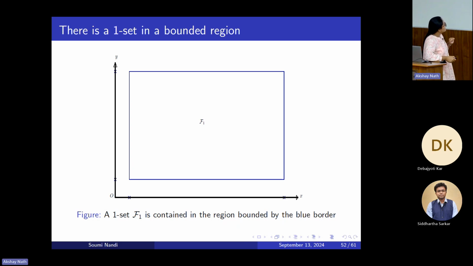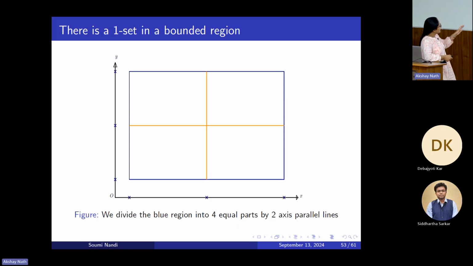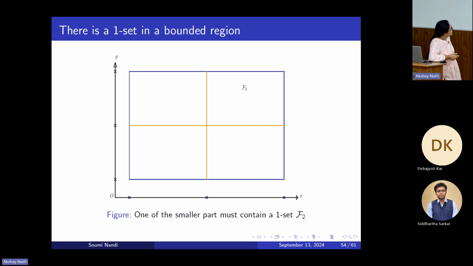Say this region contains a one set. I'm dividing this region into four sub areas. I'm just taking the middle line vertically and horizontally and getting these four areas. So at least one of them will contain a one set. Then this region again contains a one set.